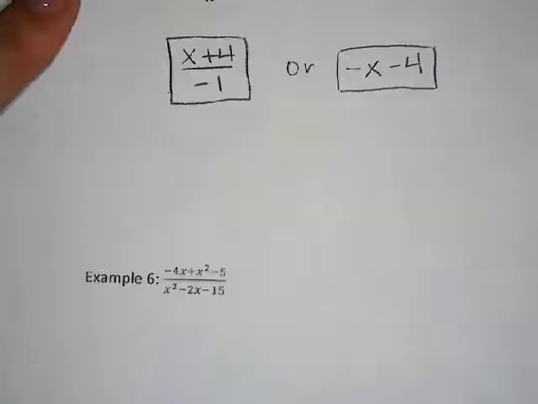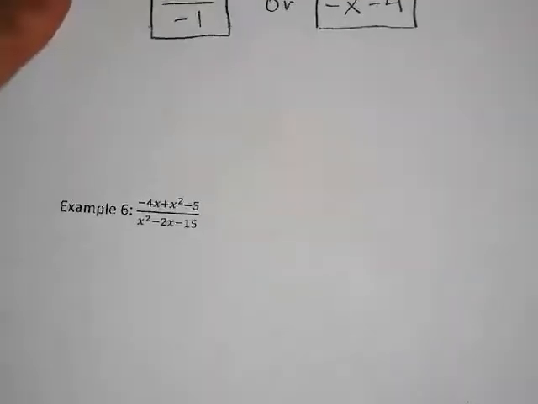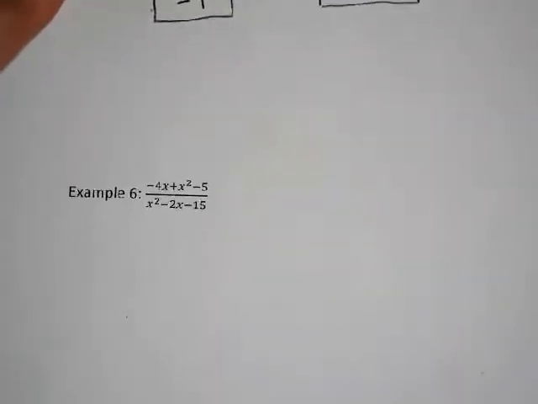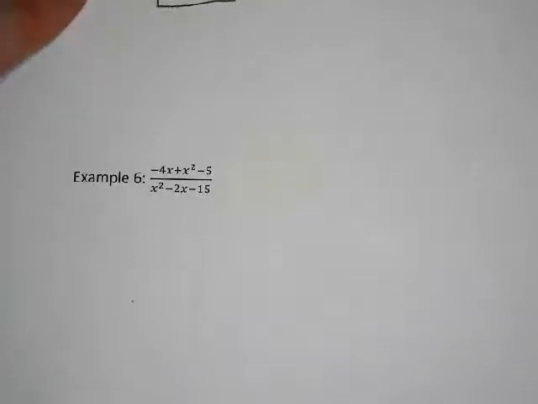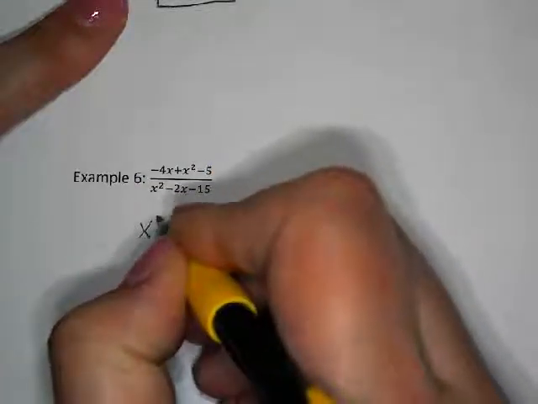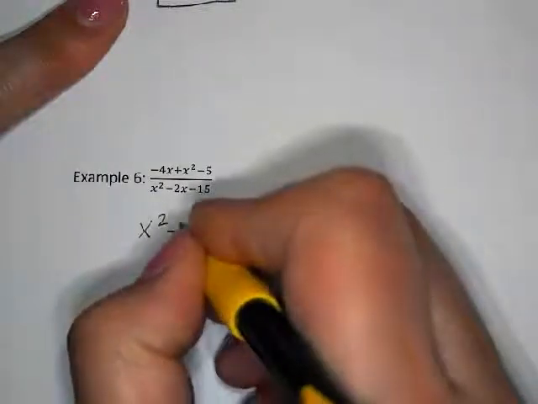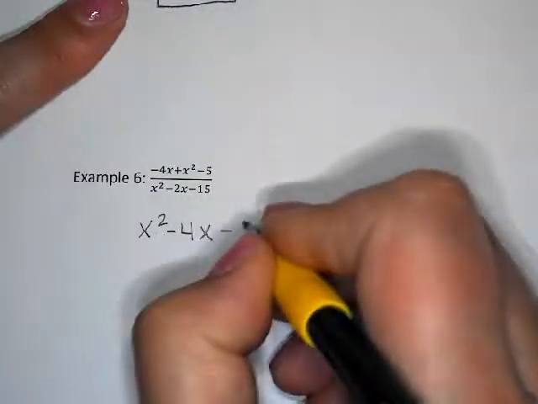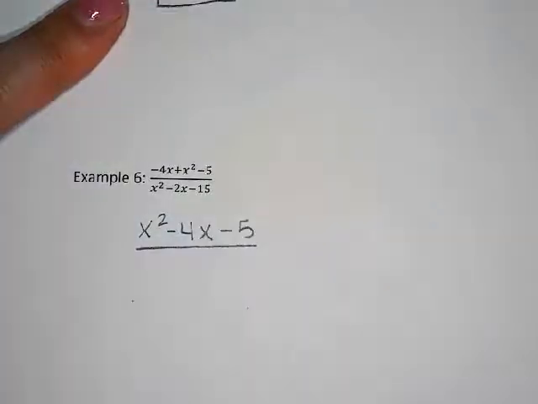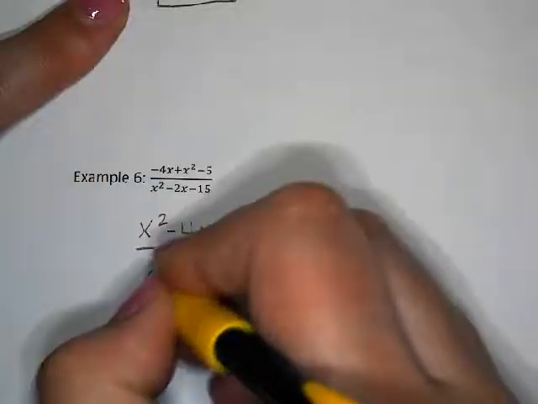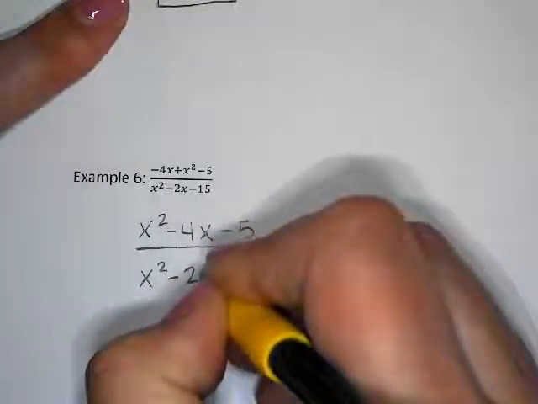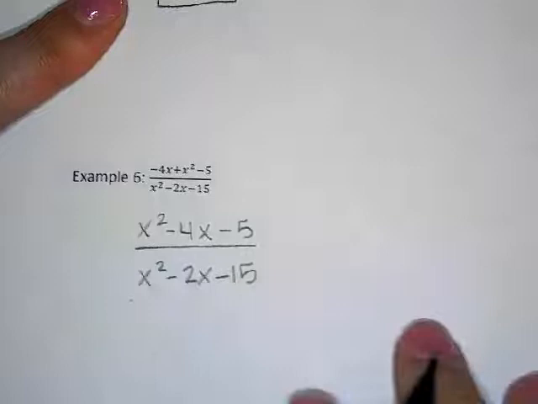Okay. Step 1, is it written as a fraction, numerator over denominator? Yes. Is it written in descending order? No. So how should we fix it? Okay, x squared, and the x squared is positive, so I'm going to write it as a positive. Minus 4x minus 5, okay? That's 2x minus 15, okay? And then we can just cancel out our x squareds and cancel out these x's.